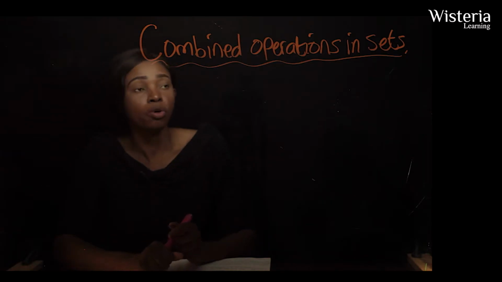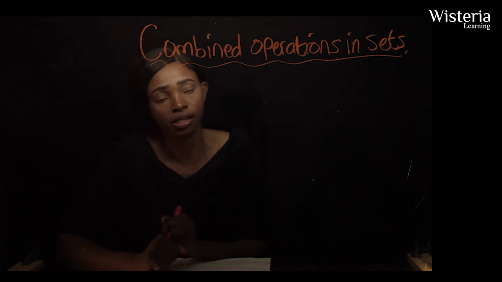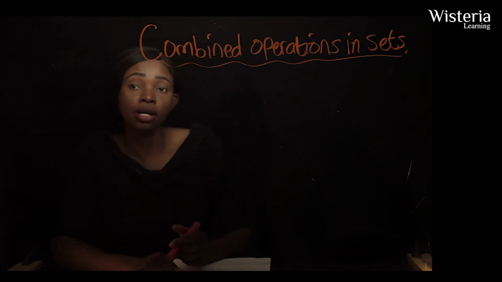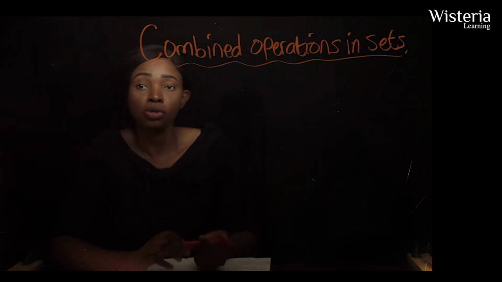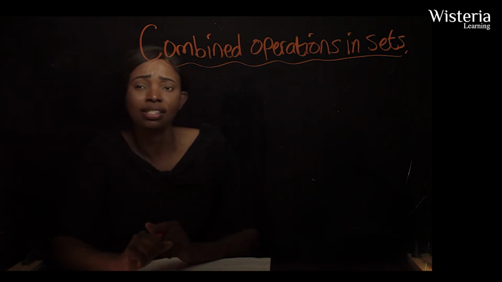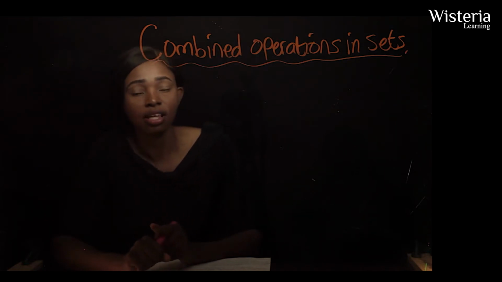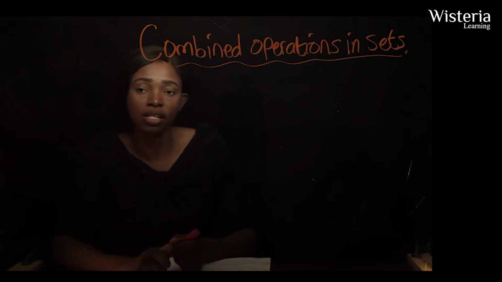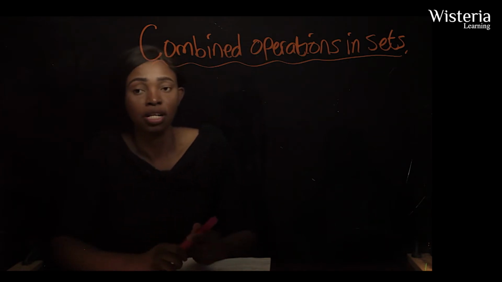This lesson looks at combined operations in sets. In this lesson, you'll find that the questions will be wordy. So you need to read through the question and note the keywords that are used. Then that's when you can illustrate that information on a Venn diagram.